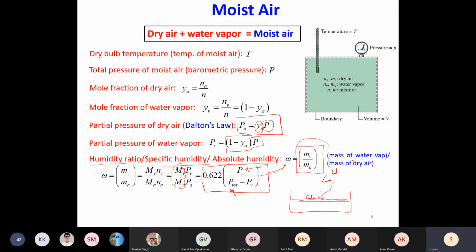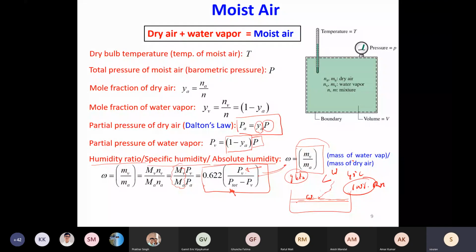Okay, so how can it happen? Let's say your air is at 40 degrees C and it is 100% saturated, 100% RH and 40 degrees C. So you will have your partial pressure corresponding to 40 degrees C. I think it is close to 8 or 9 kPa. Hence your omega will correspond to this 9 kPa. Omega is dependent on partial pressure.